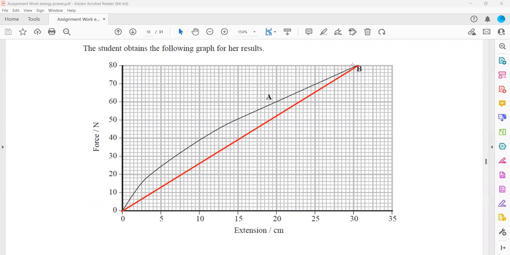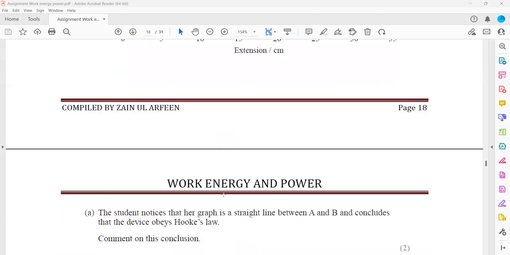But here, it is a straight line between A and B, but not starting from the origin. So we say it does not obey Hooke's law. Hooke's law states force and extension are directly proportional, and when two quantities are directly proportional, there should always be a straight line which is passing through the origin.